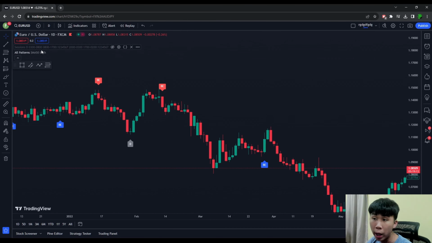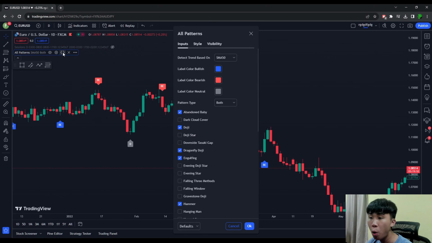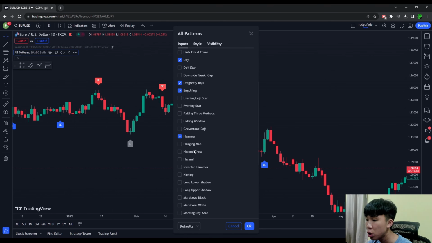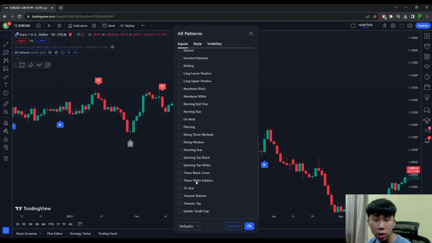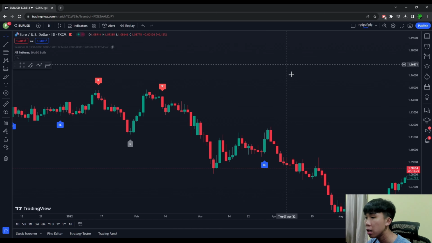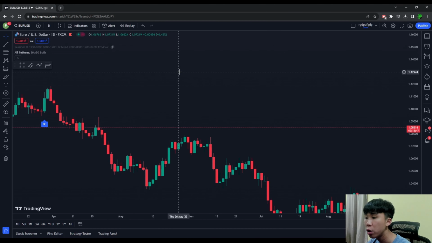Of course you can customize this indicator. Go under the settings, you can choose all the patterns that you want it to identify for you. It's a very useful indicator for beginners, but I would say do not completely rely on this. This is just to assist you. Once you are familiar and have trained your eyes strong enough, you can abandon this indicator and solely rely on yourself.